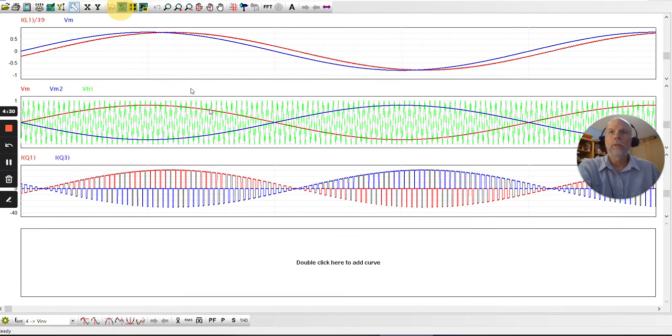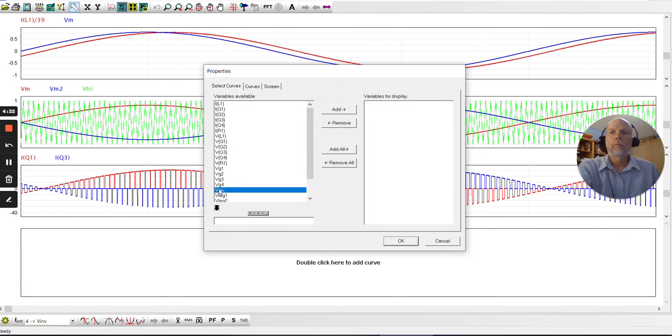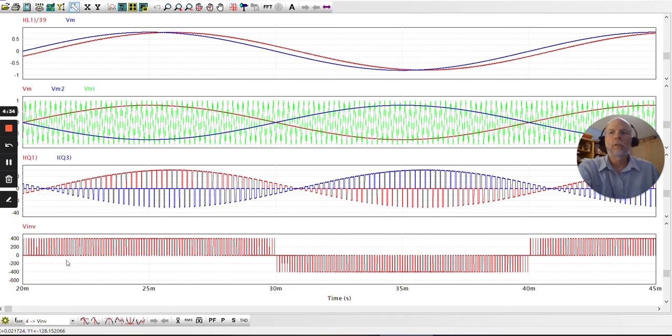If we take a look at the voltage across the load, you'll see now it switches at any given switching cycle only 400 volts, from 0 to plus 400 or from 0 to minus 400. So hence the term unipolar switching.